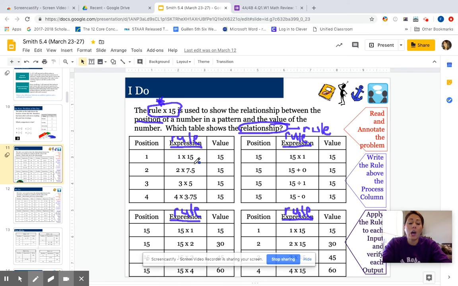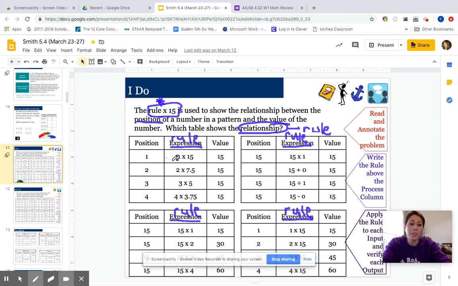Okay, so now I'm going to find which one of these expressions or rules is exactly what the question is asking for. The rule is times 15. So it's going to be position times 15. So 1 times 15, 2 times 15, 3 times 15, 4 times 15. Because times 15 is the rule.